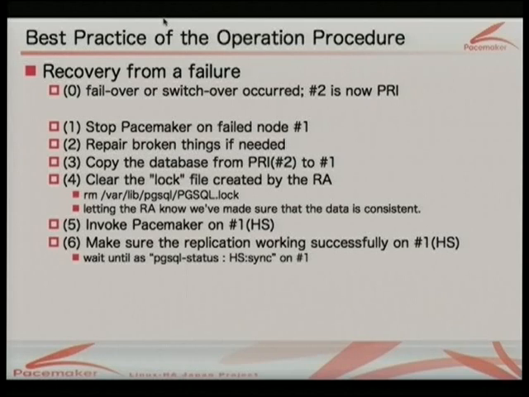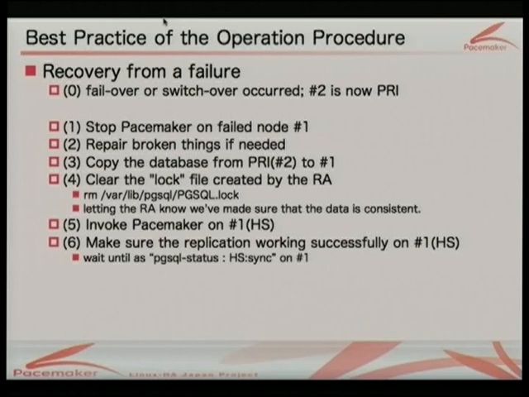But before invoking pacemaker, node 1 is now going to be a hot standby node, right? Then you should copy from node 2, which is the primary, to node 1, which is the hot standby. So copy the database, and the log file should be on node 1. That means node 1 failed, and the RA intentionally leaves that log file on node 1 to prevent node 1 starting alone. So you copy it from the primary, so you make sure that the data is correct. Then you remove the log file.